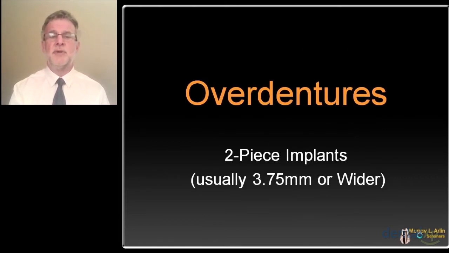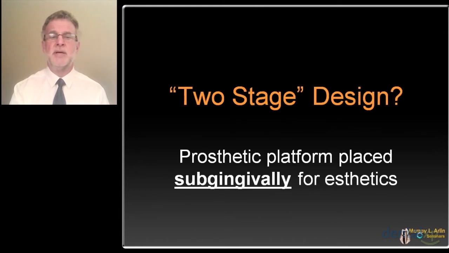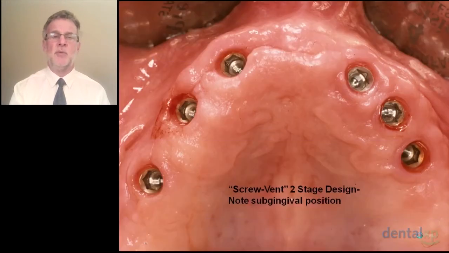So let's start off with our two-piece implants, which are the workhorse, at least for my practice, when we do overdentures. And now we want to know, should the implant design be a two-stage design, where the prosthetic platform is placed subgingivally and it is more easily submerged? Or should we be looking at a one-stage design?